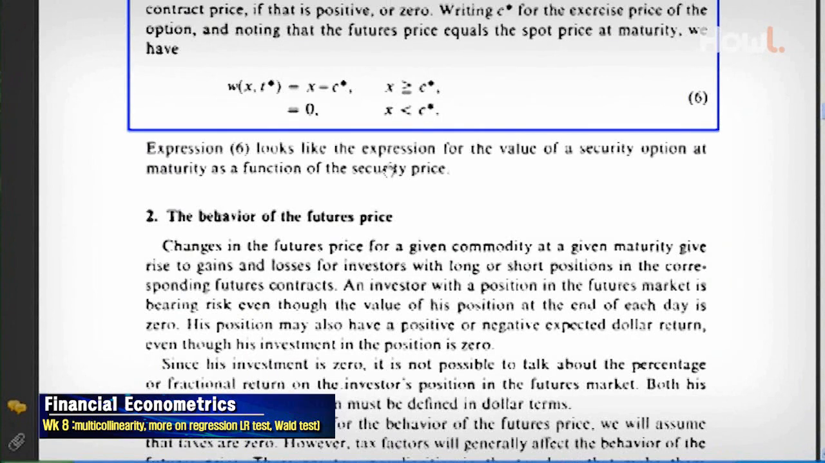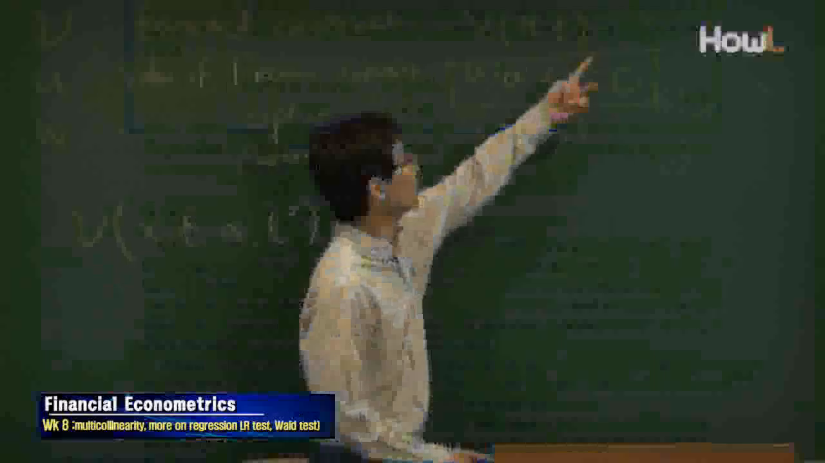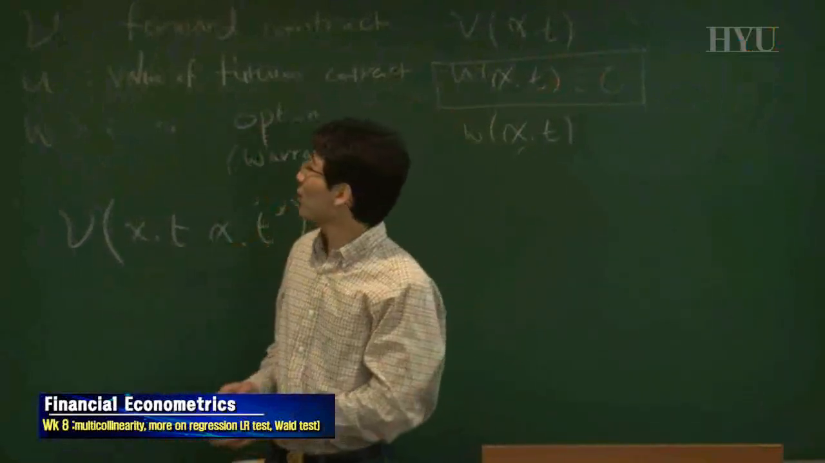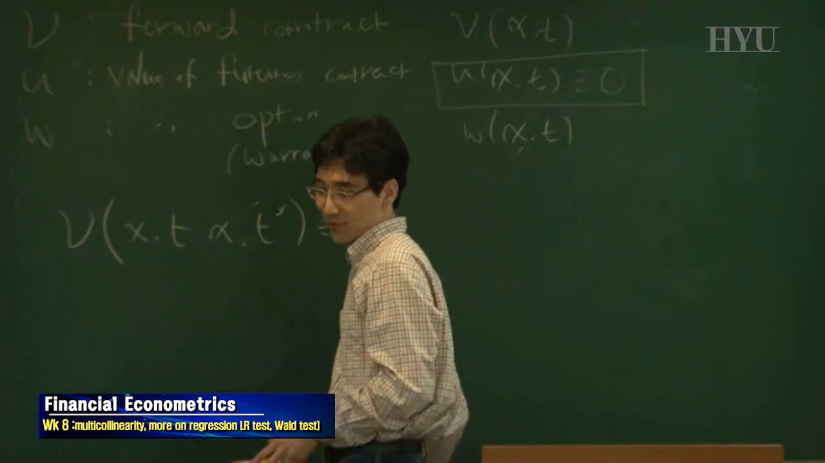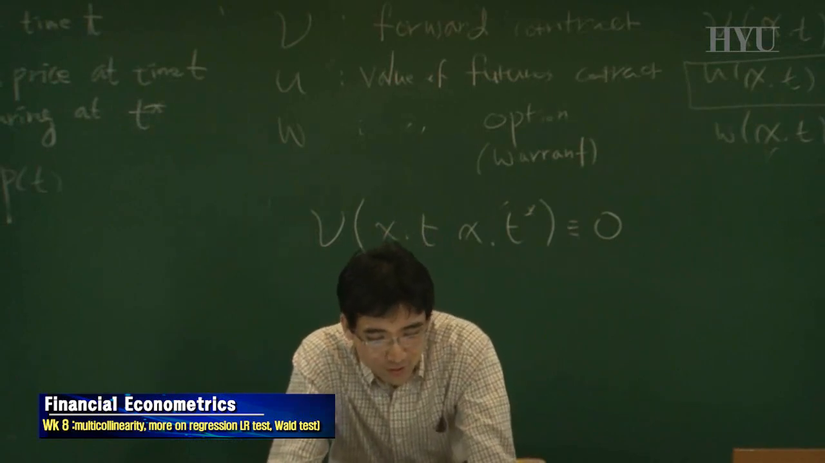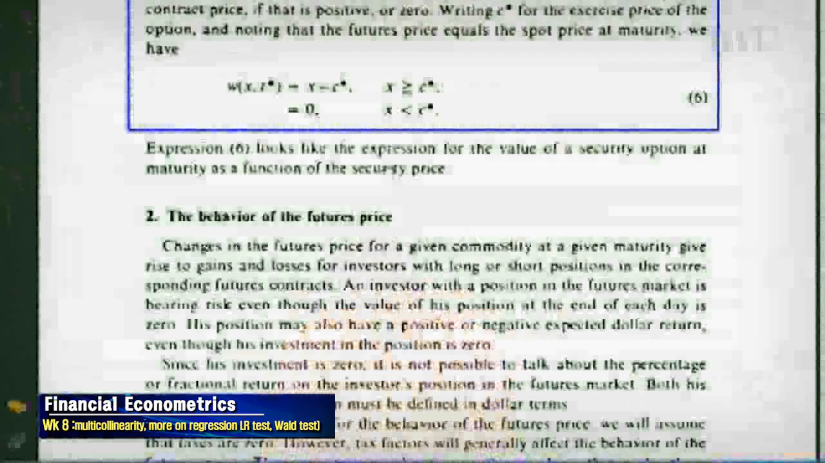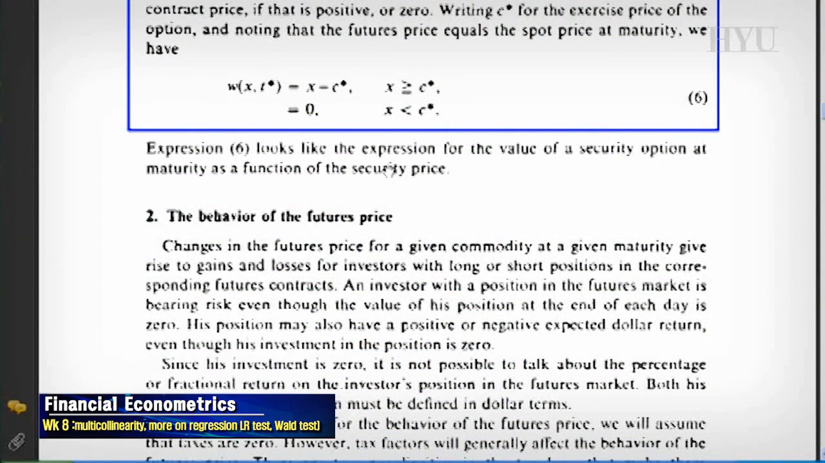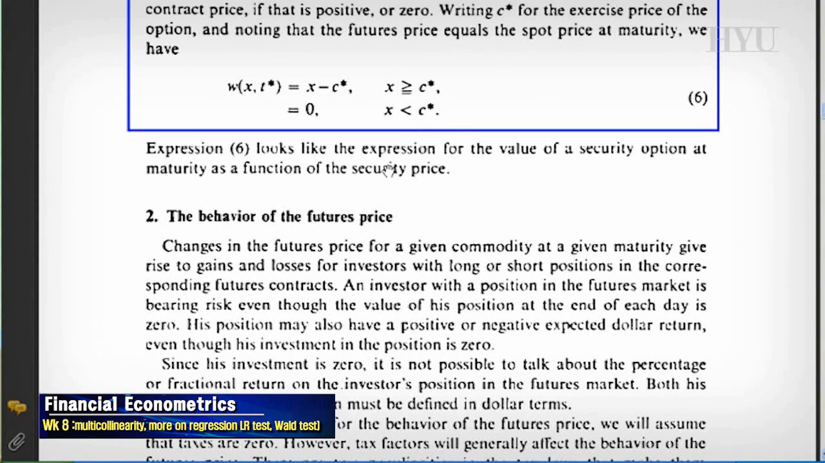And about this option, about this boundary condition. This boundary condition is like X minus C at the maturity, and we can also get the boundary condition of this option. At maturity, the value of the commodity option is the spot price minus the contract price if that is positive, or 0. If negative, the option is not exercised, the warrant is not exercised. Therefore, it is 0. Writing C star for the exercise price of the option, and noting that the futures price equals the spot price at maturity, when X is greater than or equal to C star, it should be X minus C star. When it's negative, it is 0.